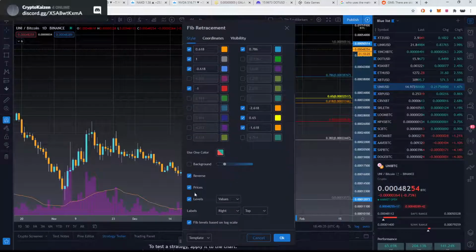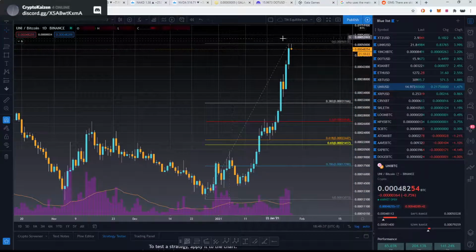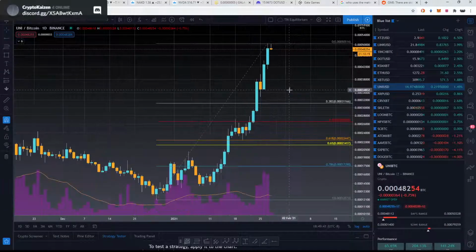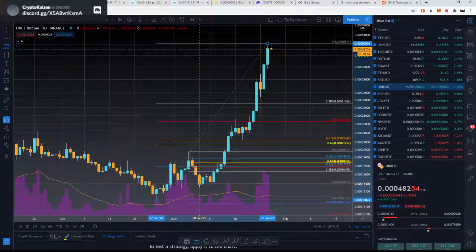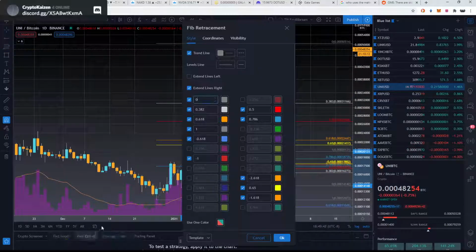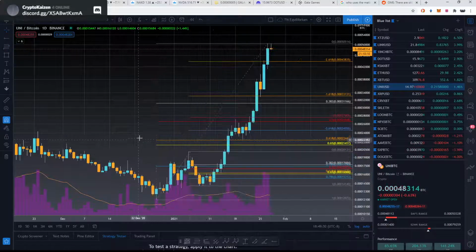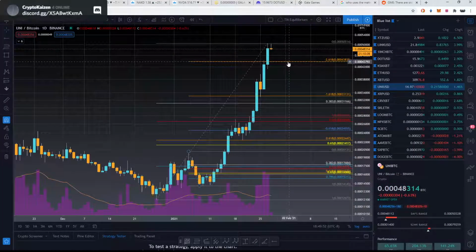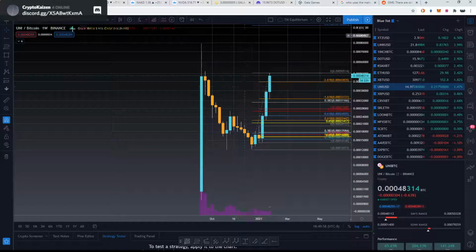So at this level that we're at here, this is just the high to low fib, but I'm going to reverse this one. You can see 2618, which is close to this daily transition zone here. Let's see what we have on weeklies.